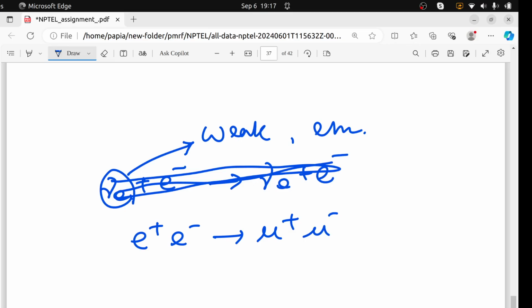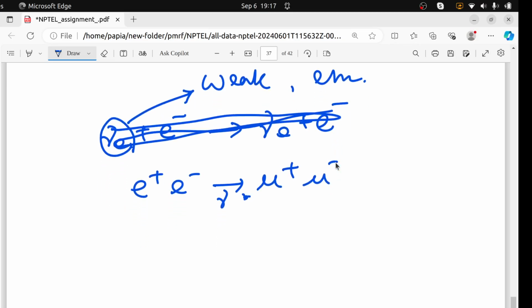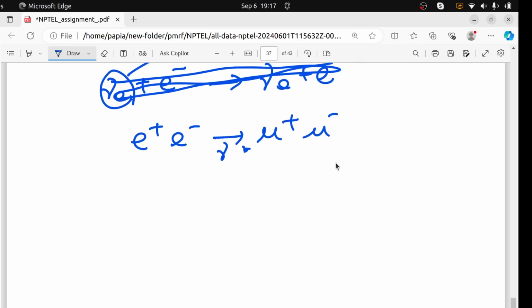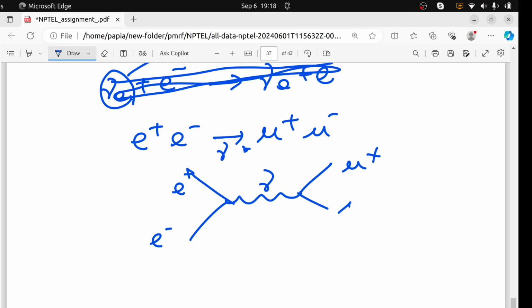So, e plus e minus going to mu plus mu minus. I think I have already shown the Feynman diagram. There you can see this is electromagnetic interaction because the mediator is gamma. But that can also be weak interaction. How? Let me write here. How can we see that it is gamma mediated? It is e plus, e minus, then the mediator gamma, and it comes out as mu plus, mu minus. So this is the Feynman diagram.